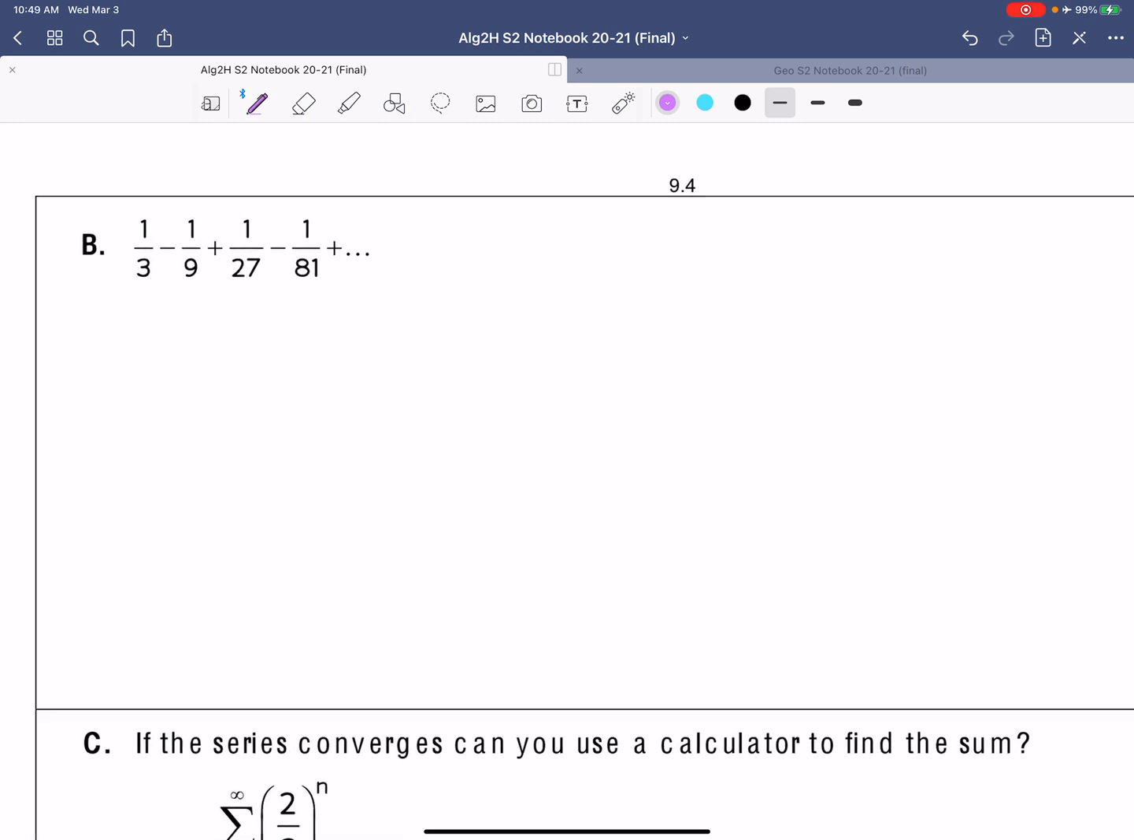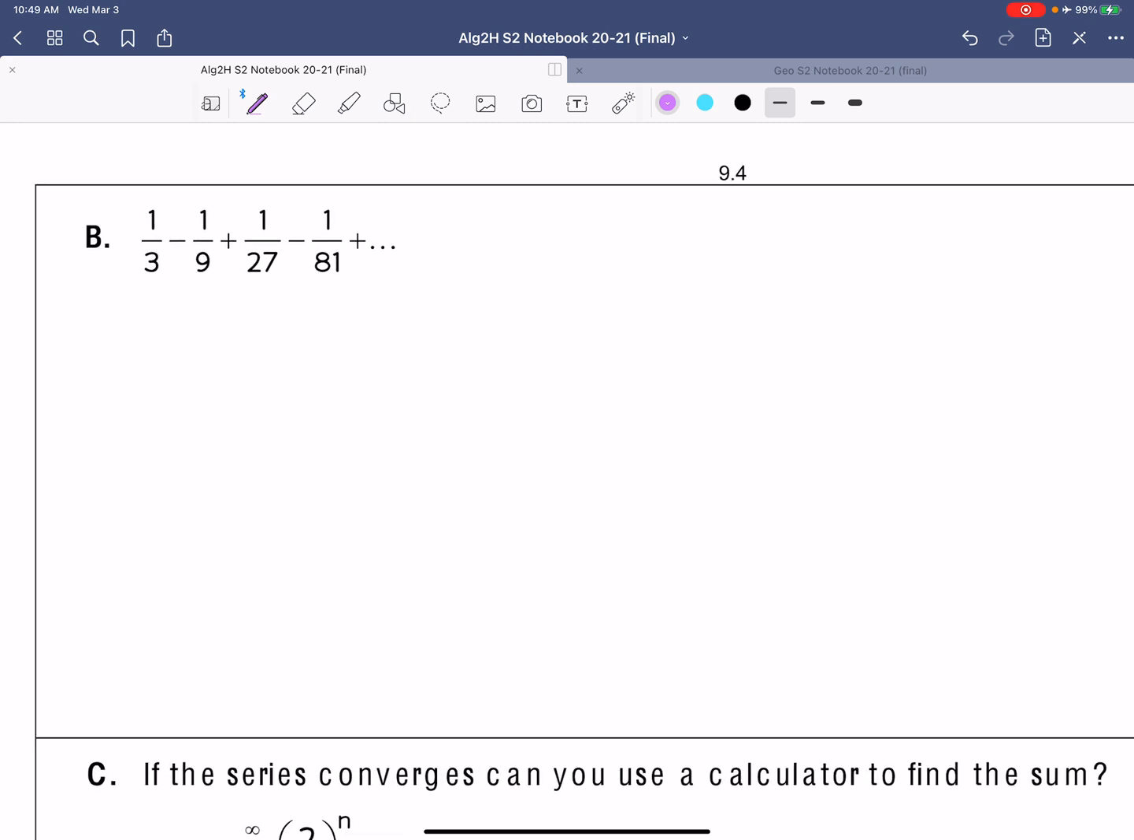Okay, looking at this guy. So again, we're going to check our R value first. So the numerator is just staying the same. I can see I'm going positive, negative, so it's a negative R I'm multiplying by. 1 to get to 1 to get to 1, that's just 1. And then 3 to 9 to 27 to 81, that's 3. So I am multiplying by -1/3. R is in fact less than 1, so it converges, which means you're able to analyze it.